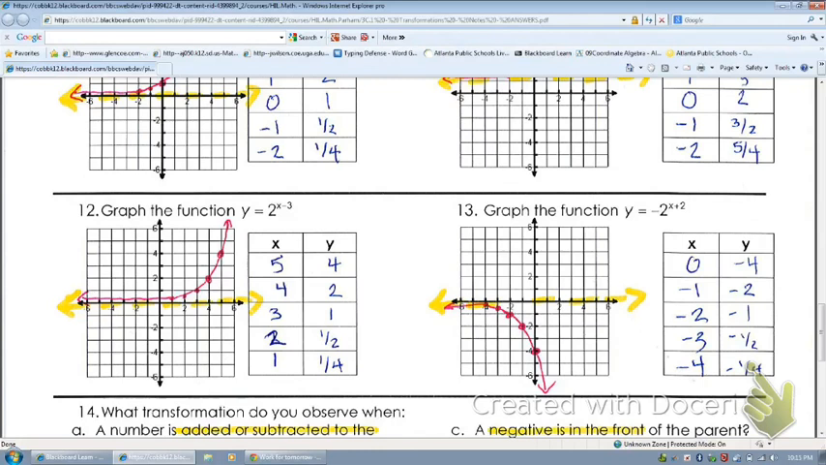Now we have 12 and 13. Something just a little bit different. You haven't seen something like this before, where you're adding or subtracting a number to the exponent. Nothing changes, but you just have to remember, this means you're shifting left or right. When you see a number added to the exponent, you're shifting left or right. Now, how do you determine that? Think opposite, the opposite of what you see.